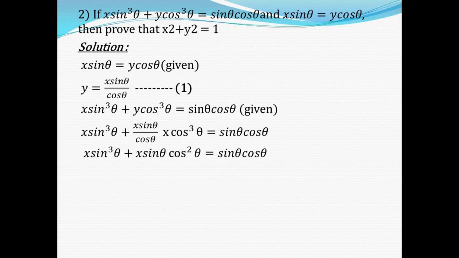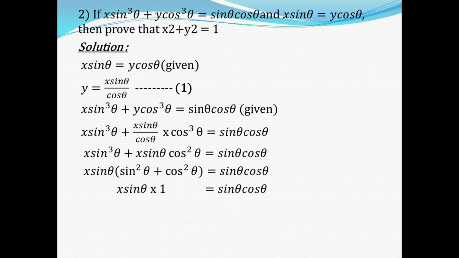If you take x sin theta outside, what will be there inside the bracket? Sin square theta plus cos square theta. So you will get x sin theta into sin square theta plus cos square theta is equal to sin theta cos theta. What is sin square theta plus cos square theta? It is 1. It is a trigonometric identity and the value is 1. So x sin theta into 1 is equal to sin theta into cos theta. X sin theta is equal to sin theta into cos theta.